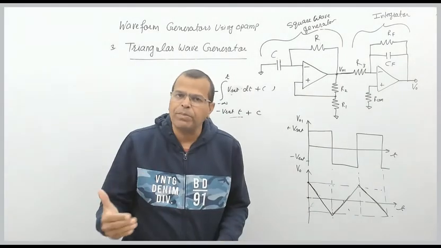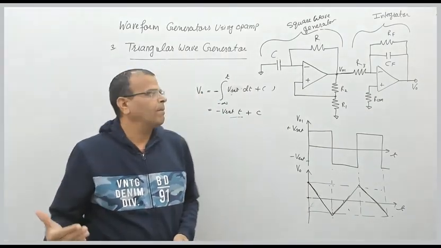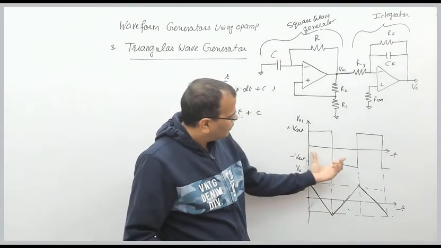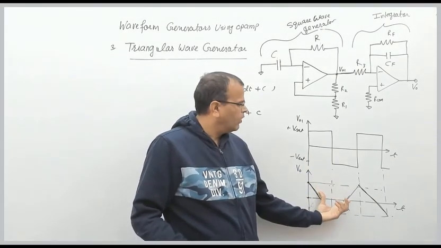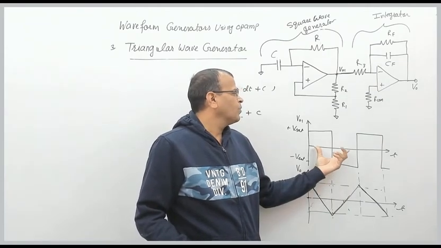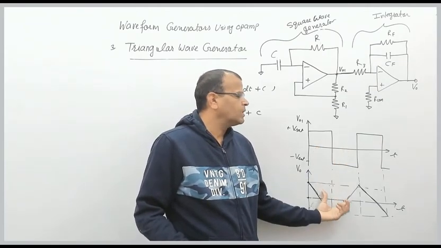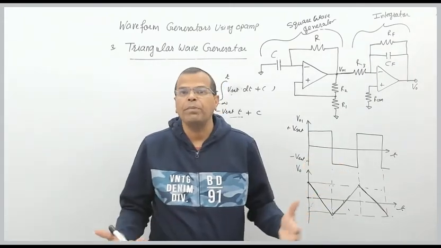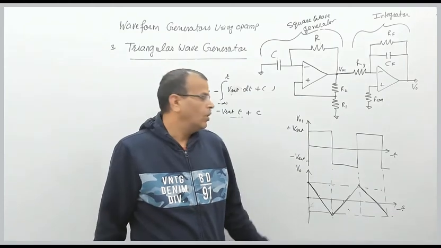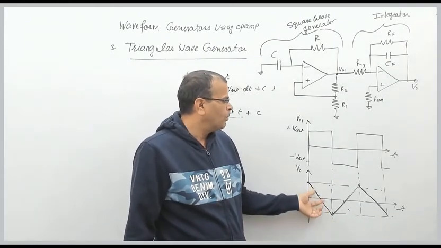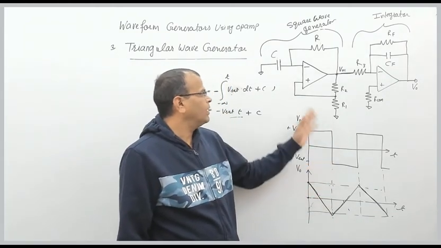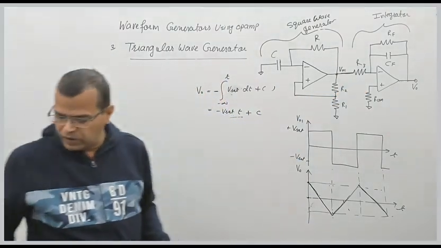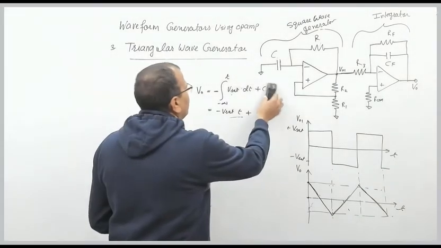Of course, there can be mathematical analysis. Mathematical analysis means they may be asking you the period. Let us see. This is one cycle of the triangular wave. It means the time period of the square wave is the same as the time period of the triangular wave. Both have the same time period. The only difference is the slope, the rate of change, which will depend on the components of the integrator. So this finishes your triangular wave generator.